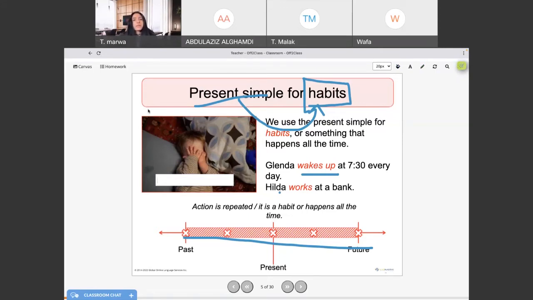Wafa, tell us about your routine, your habit. I work for university. Okay, this is something related to a permanent situation. It's fine, it could be a habit, but tell me something about your routine, anything that you do in the morning. I drink coffee. You read my mind. So you drink coffee every day, right? Okay, this is your routine. Here, Hilda works at a bank, Abdulaziz works at a company, Wafa works for a company, and so on. These are permanent situations.